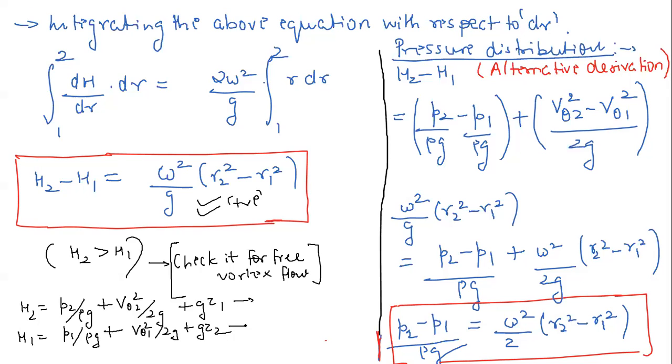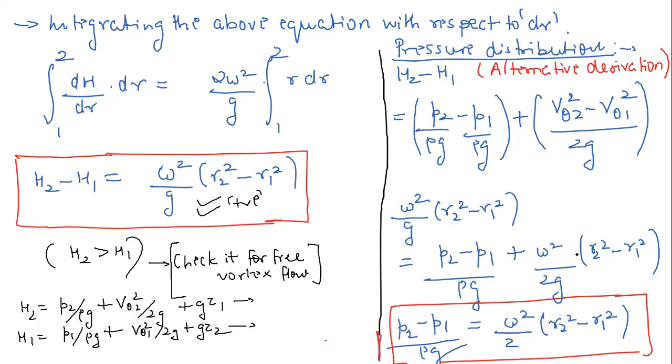Finally, if you have to directly find out the distribution over the radius, simply subtract these two. H2 minus H1 is equal to P2 minus P1 by rho G plus V theta 2 square minus V theta 1 square by 2G. Now you already know the value of P2 minus P1 by rho G. You can put it here and you can find out this energy difference. And you can go in the reverse way as well. So you know the energy, you put it here, you can find out the pressure difference. So, a very important thing.